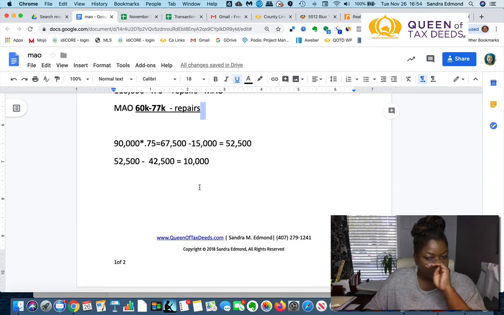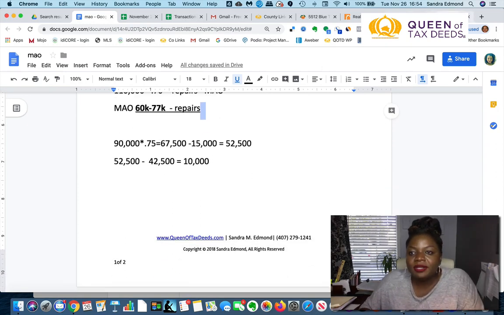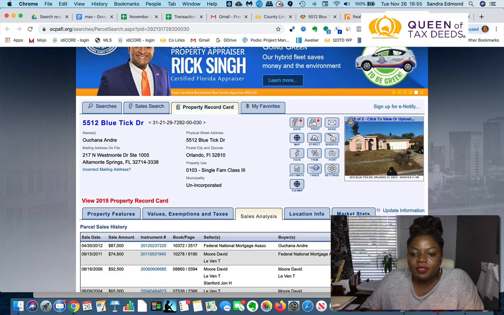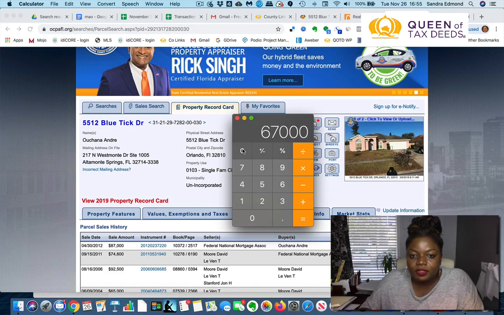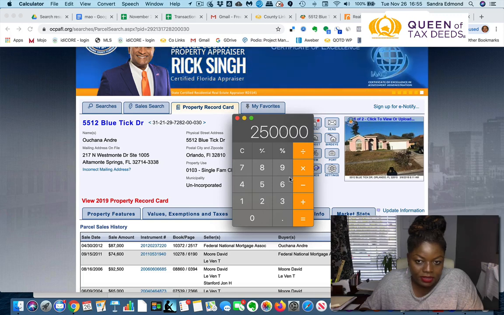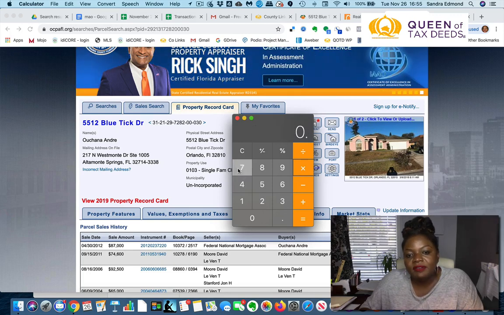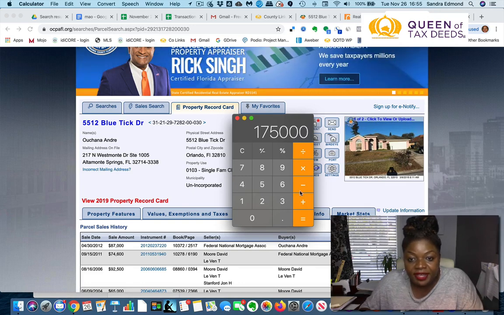Let's go back to our example for this property. We said it was 250,000. 250 times, let's do 0.70, gives us 175,000. And let's say we think it needs like 30,000 in work.